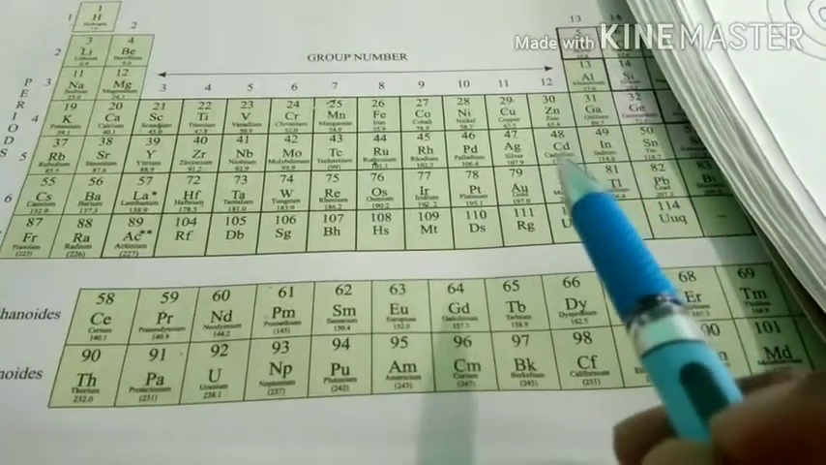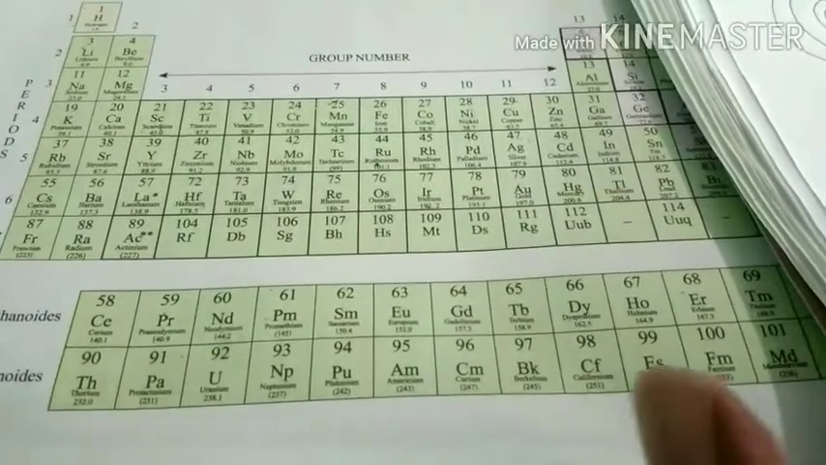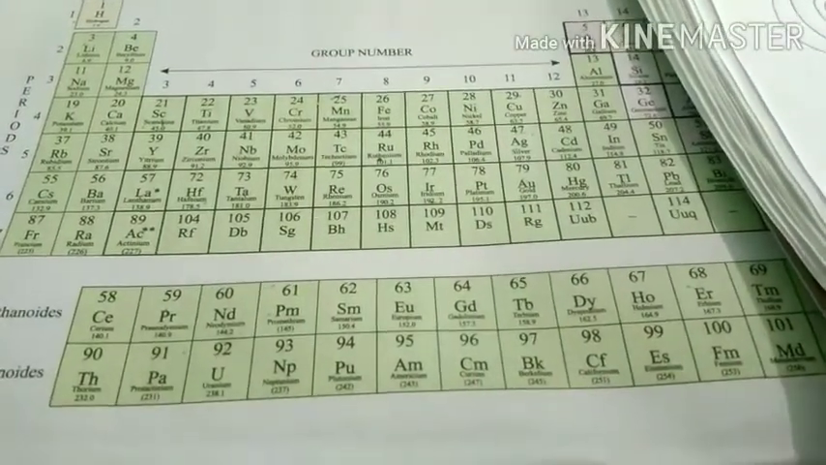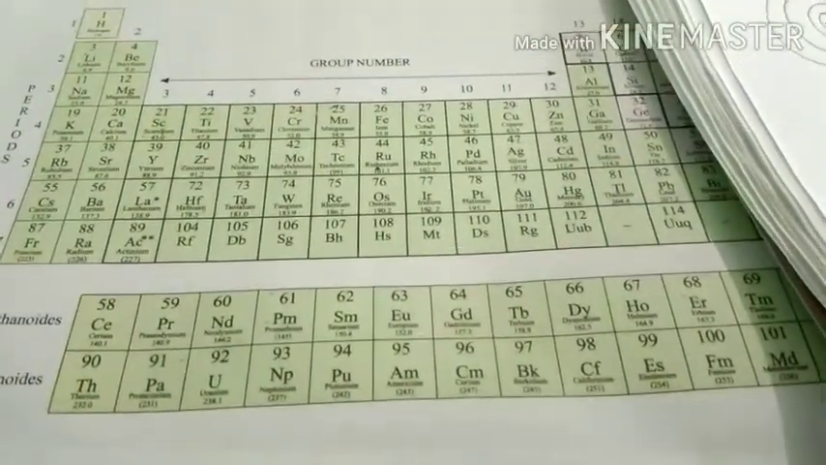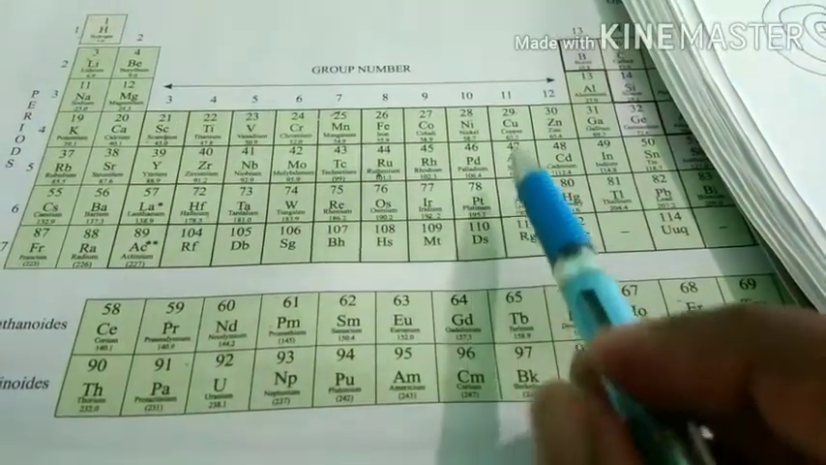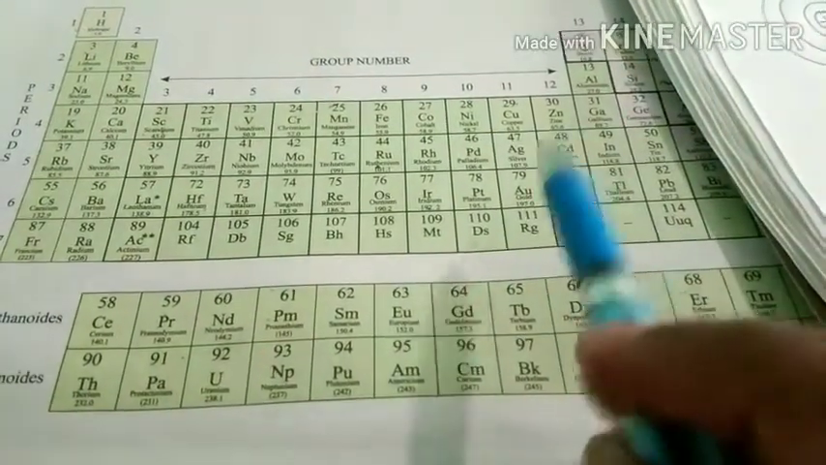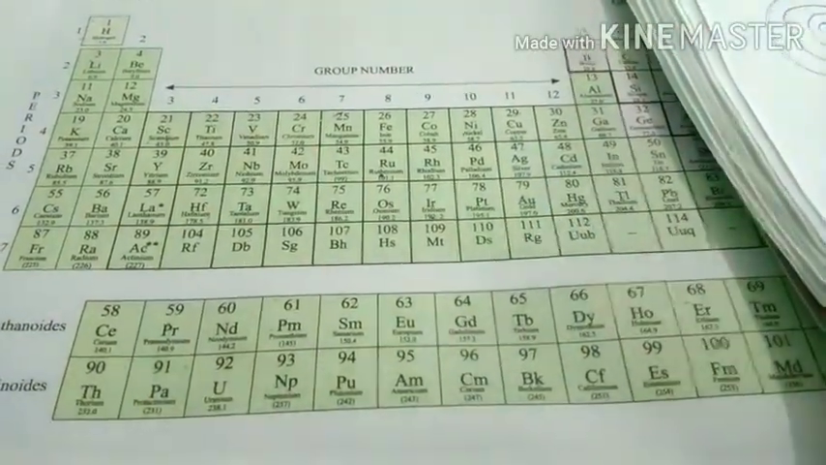Next, one more important point is that this group is also called typical transition elements. Why? Because they act as transition elements in oxidation state, not in elemental state. That is why these are called typical transition elements.